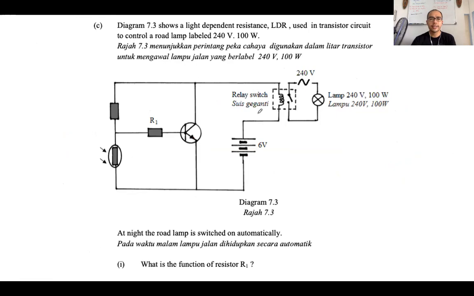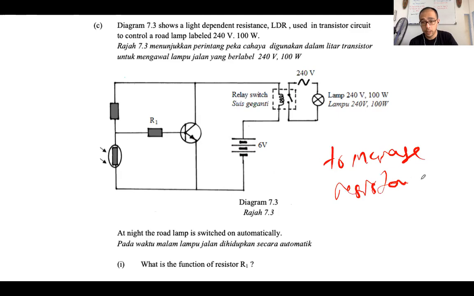So I think this is the last part of this question. So this is another one, but this is a transistor circuit lah. What is the function of the resistor R1? I think this is something that you answered previously. So the function of this resistor is to increase resistance of base circuit.